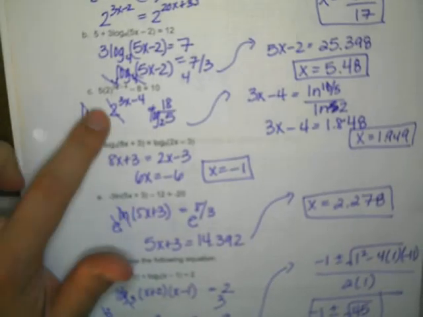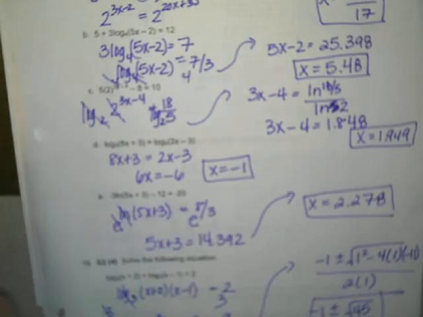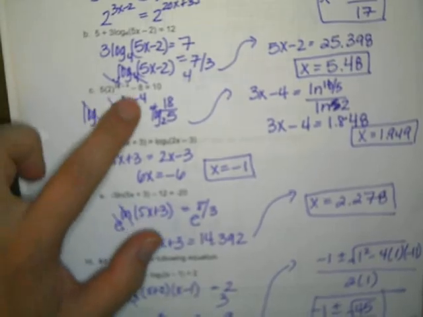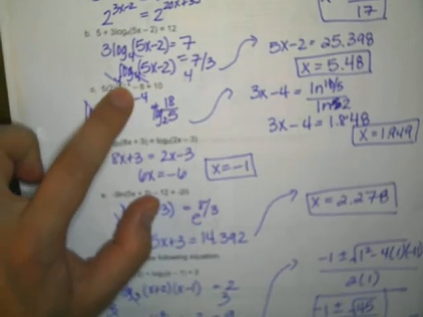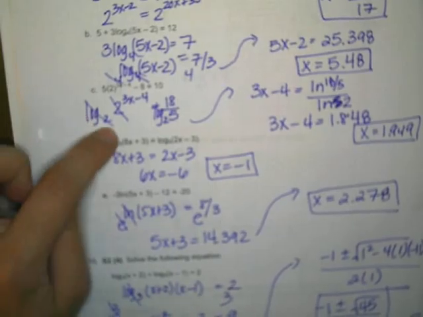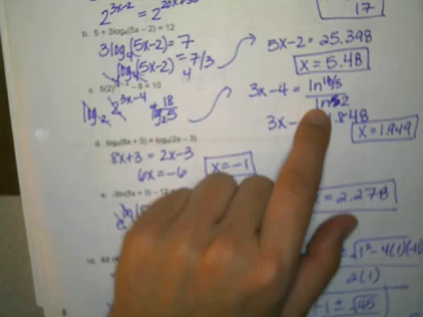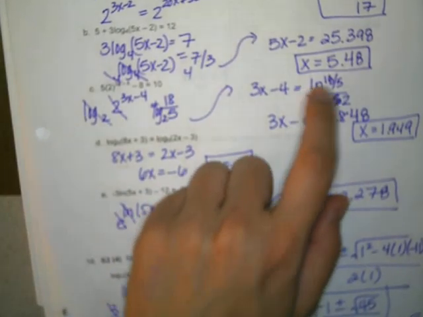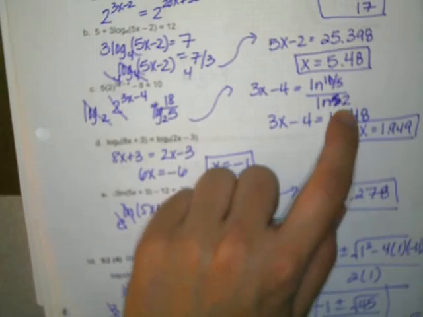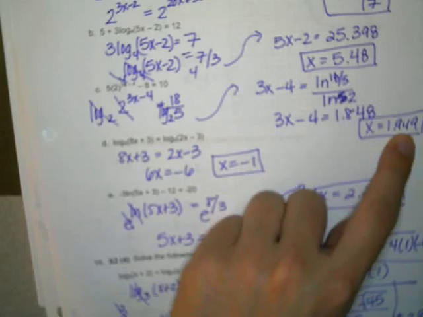For C, 2 to the 3x minus 4 is what you have to get by itself. So we add 8 divided by 5, and then to get rid of the base of 2, since this is exponential, we take the log base 2 of both sides. Now over here on the right, in order to punch that out in a calculator, I have to do change of base. So ln of 18 over 5 divided by ln of 2 is that decimal, and then I add 4 divided by 3 to get that answer.